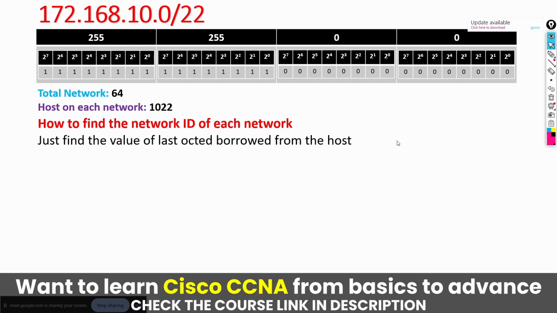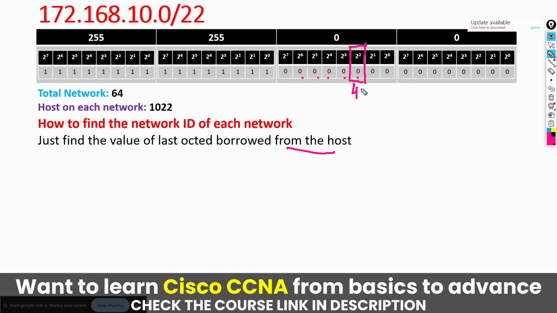Just find the value of the last octet borrowed from the host. There are multiple ways to find it. Okay, I will also show another way. What it is telling, just find the value of the last octet borrowed from the host. So here 1, 2, 3, 4, 5, 6, this is the last octet we have borrowed from the host. That says 2 to the power 2 is equal to what? The last octet value is what? 4. Getting my point?